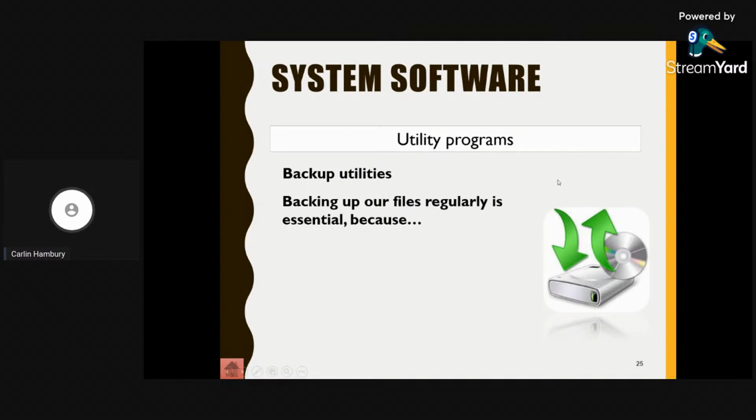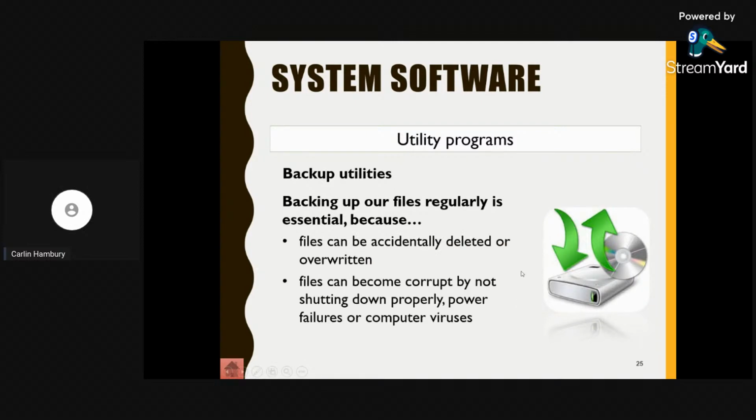We also have backup utilities. Now we know what a backup is. A backup is when we are making a copy of our data that can be stored on another source, so another storage device, preferably like an external hard drive or somewhere else, because files get deleted, files become corrupt, and that's why we implement backup strategies.